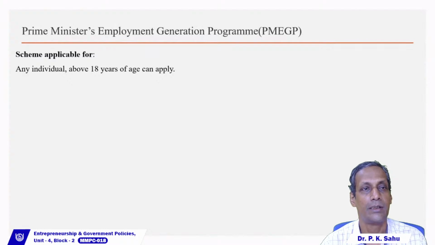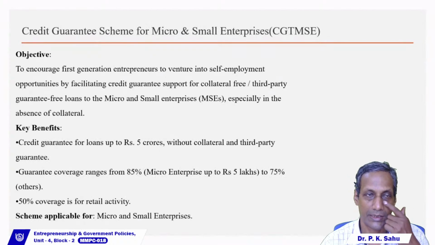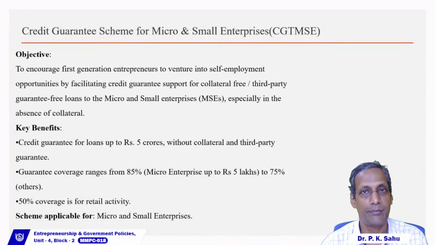Now, who are the stakeholders who benefit from these programs, or for which stakeholders is the scheme applicable? Any individual who is above 18 years of age can apply for this particular scheme to be a beneficiary. Next comes the CGTMSE, that is the Credit Guarantee Scheme for Micro and Small Enterprises.